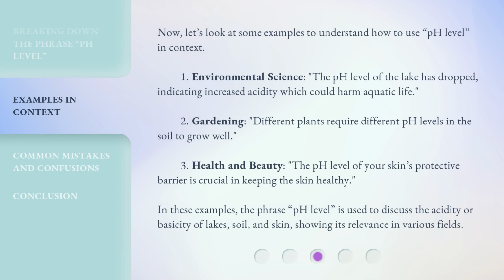Now, let's look at some examples to understand how to use pH level in context. 1. Environmental science. The pH level of the lake has dropped, indicating increased acidity which could harm aquatic life. 2. Gardening. Different plants require different pH levels in the soil to grow well. 3. Health and beauty. The pH level of your skin's protective barrier is crucial in keeping the skin healthy. In these examples, the phrase pH level is used to discuss the acidity or basicity of lakes, soil, and skin, showing its relevance in various fields.